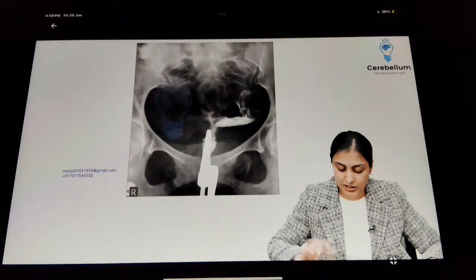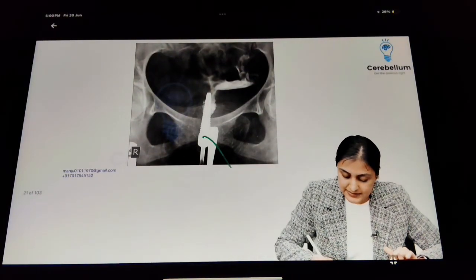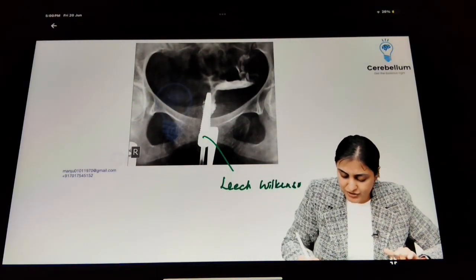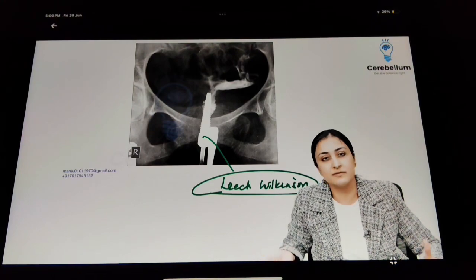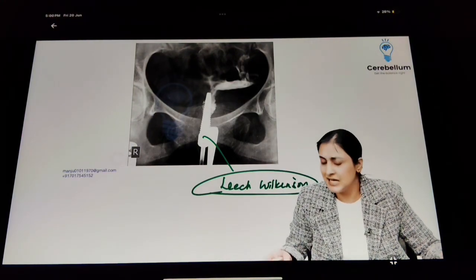Look at this HSG now. So first of all, can you see this metallic catheter? This catheter is the Leech-Wilkinson catheter or cannula, which is used for putting dye. Nowadays, we don't prefer Leech-Wilkinson. We either use a Cohen's catheter or a pediatric Foley's. But either way, this is Leech-Wilkinson.